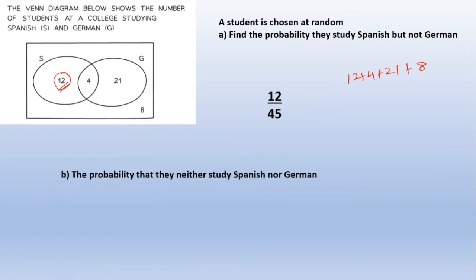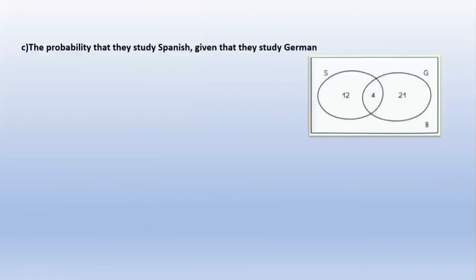So let's take another question. Find the probability that they neither study Spanish nor German. They're not studying anything. So just see what is the number left outside those two circles. So they neither study Spanish nor German is 8 out of 45. So the probability is going to be 8 upon 45. Got it?